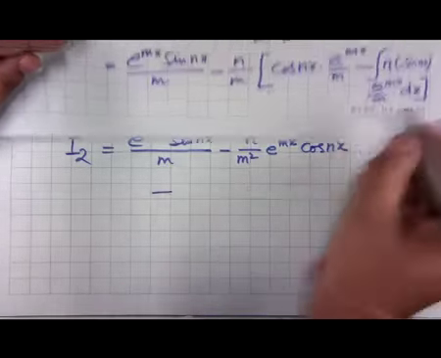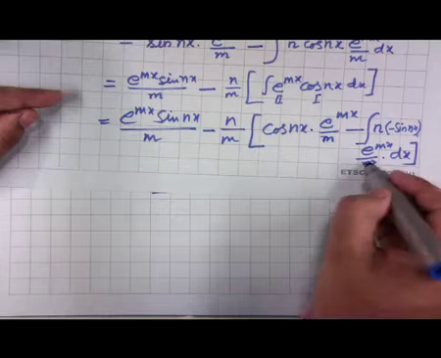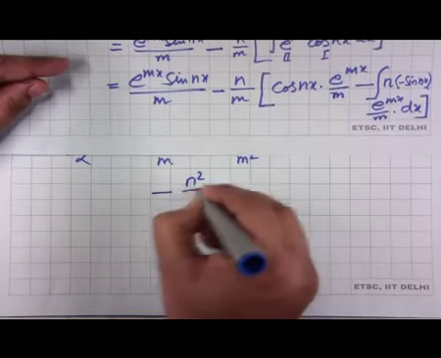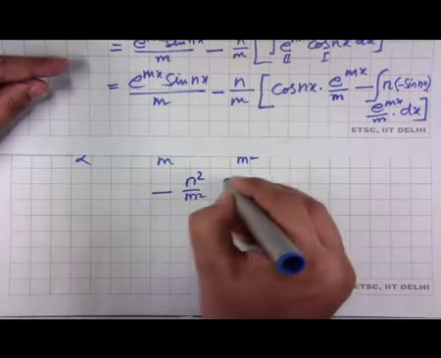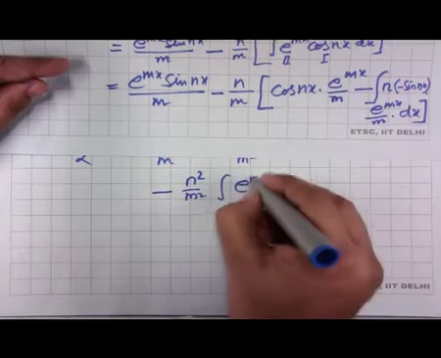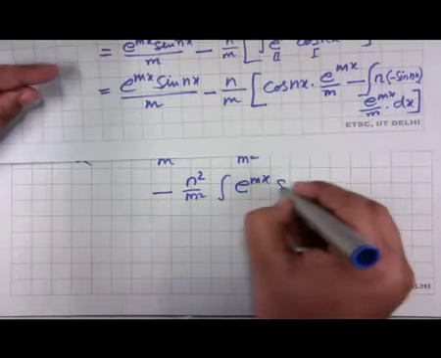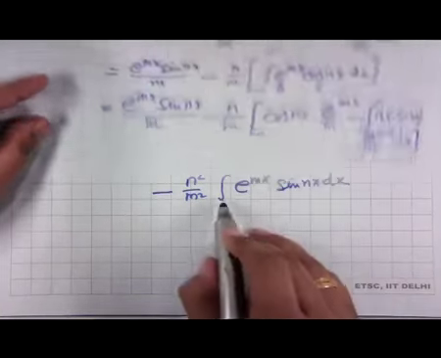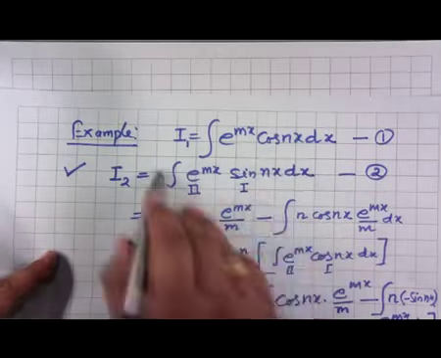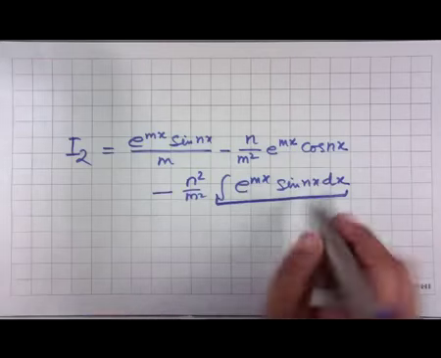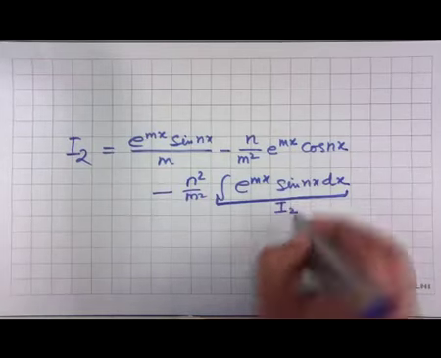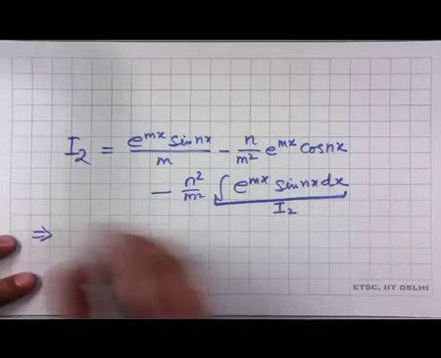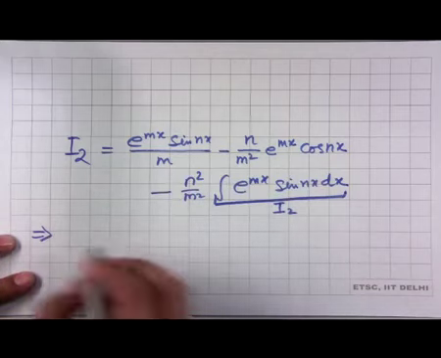So, throughout the sign I will get a minus sign: n into n, n square, m into m, m square. So, n square over m square integration of e raised to power mx sin nx dx. Look carefully, what you have obtained here is the same as the integral which you started with. So, I can replace it by I 2.